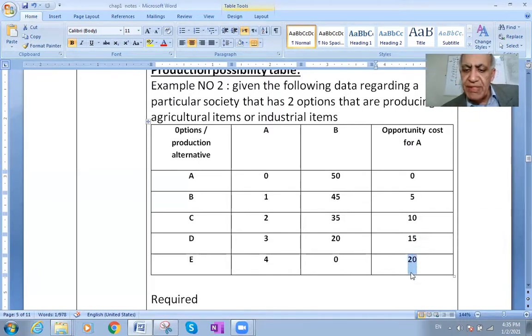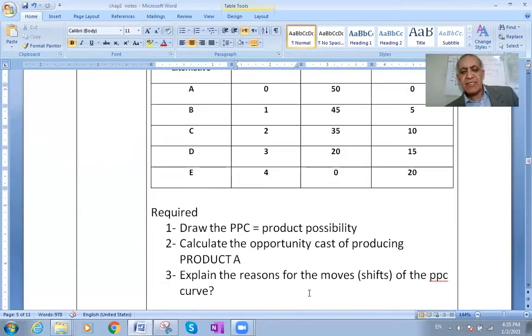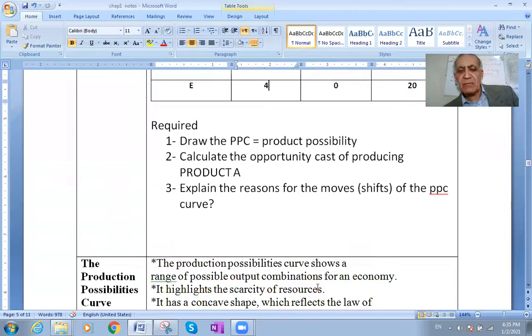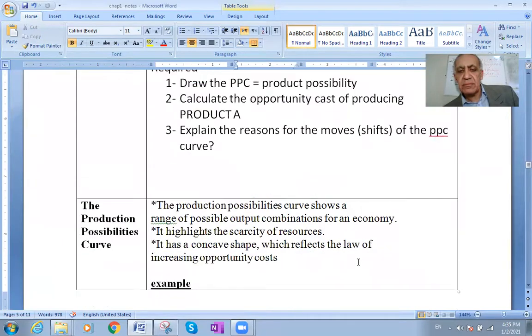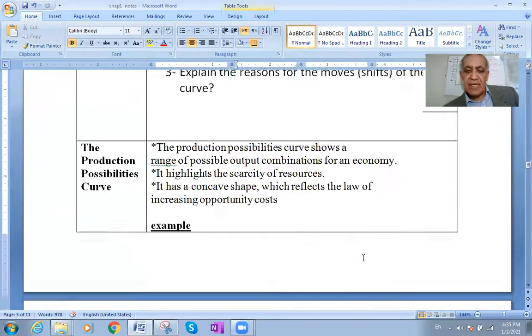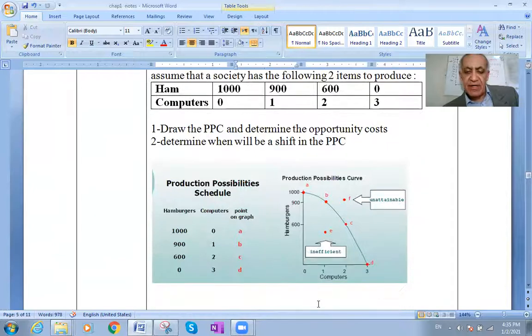Here, 20 units of B. 20 minus 0 is 20. And here we say that I sacrificed 20 units of B to produce 4 units of A. Same idea. Okay. And the same idea applies to moving along the curve.